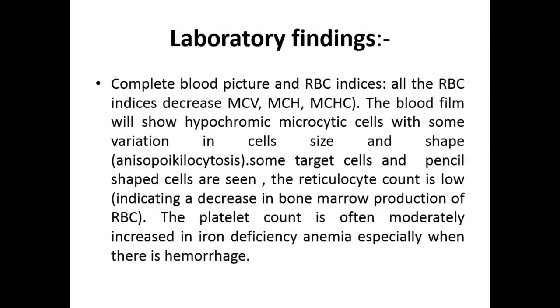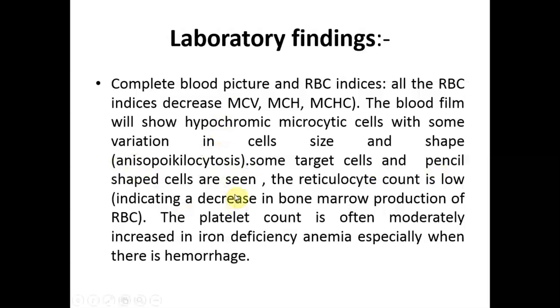If we do a blood film for the patient, it will show the shape of the cells. They are small in size, microcytic. They are pale, hypochromic, with variation in size and shape, which we call anisopoikilocytosis. Of course, the shapes of the cells will be different, and even their sizes will have variation. We see target cells and some pencil-shaped cells.